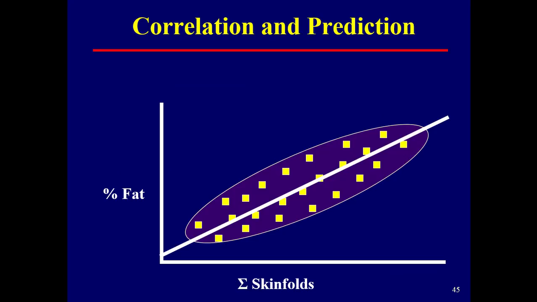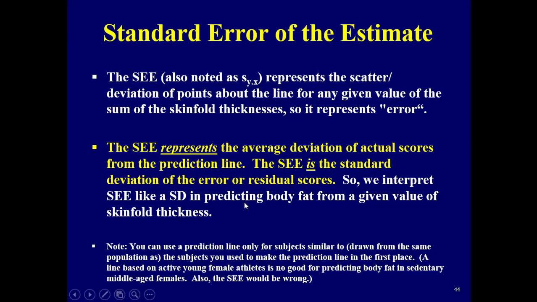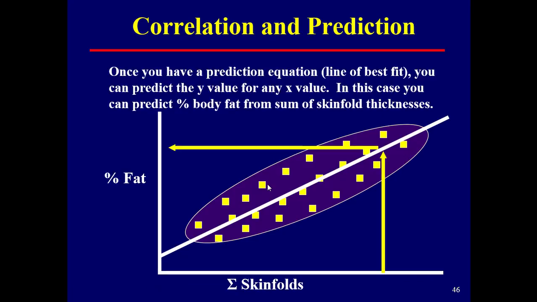Okay? So let's go back to our example. Here we see skin folds, and skin folds are often used to predict body fatness. If these points are very close to the line, the error is going to be very small. How do we index error? We can use the standard error of the estimate. The SEE, you'll recall, is the average spread of the actual scores around the prediction line. It is the standard deviation of the errors.